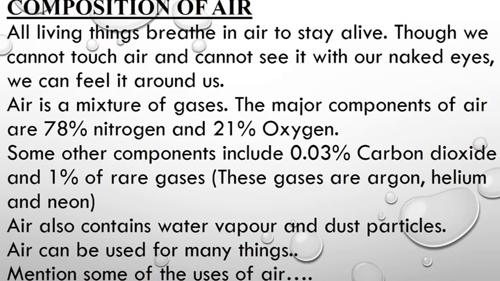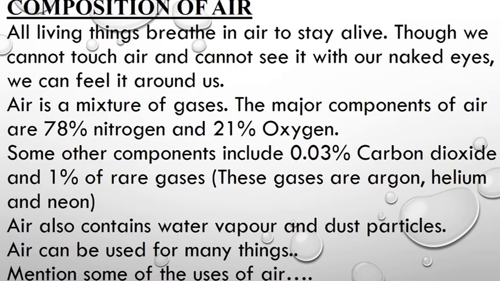What is the composition of air? Composition of air. All living things breathe in air to stay alive. Though we cannot touch air and cannot see it with our naked eyes, we can feel it around us. Air, we said, is a mixture of gases. The major components of air are nitrogen, which has 78%, and then oxygen, which has 21%.